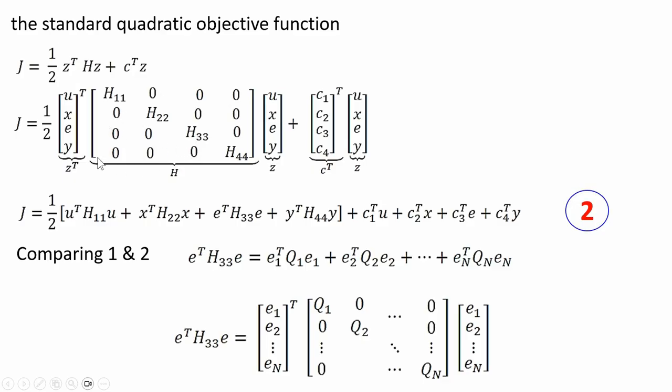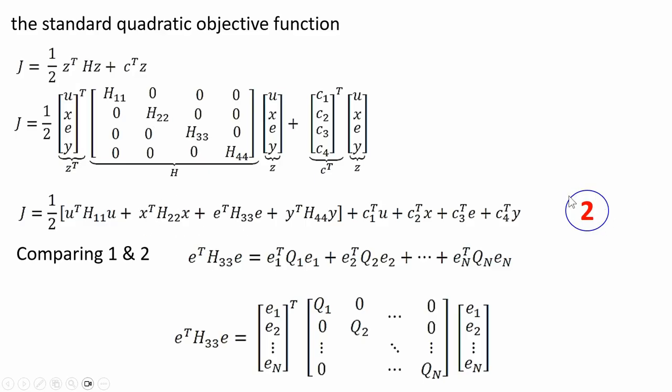Then we will have to multiply the second element, which is x, and it is very easy to understand that x will be multiplied with only x, because h22 is on the diagonal and the rest of the multiplication becomes 0. Then we will have... Let us consider that this is equation number 2.